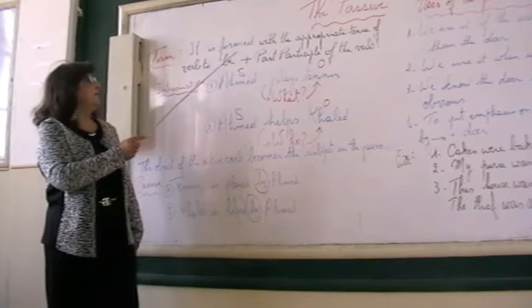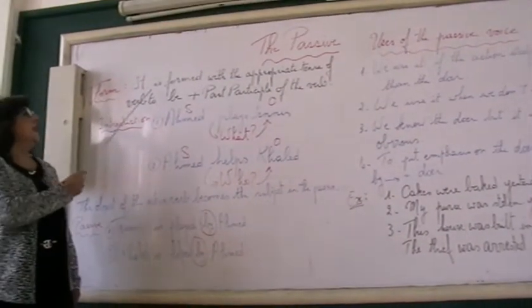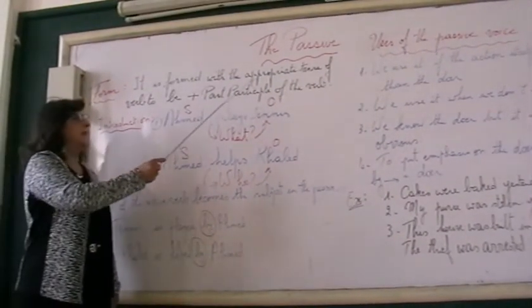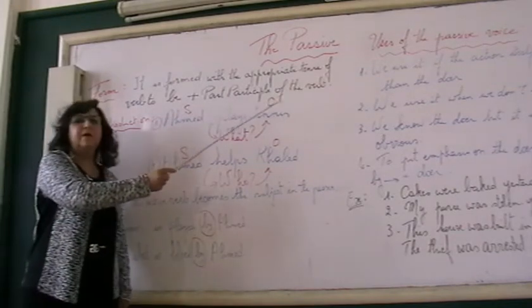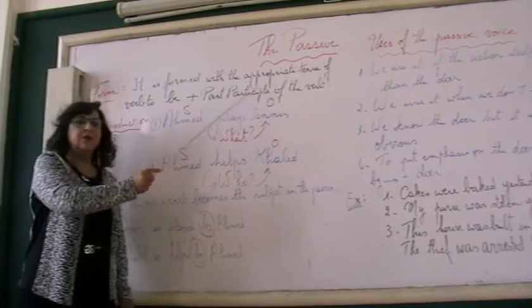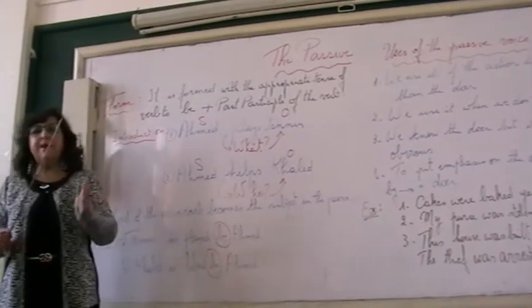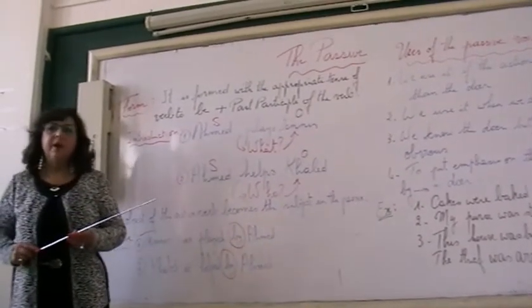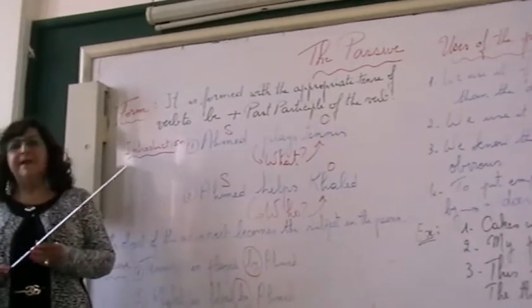Now, the passive, let's talk about how we form it first. It is formed with the appropriate tense of verb to be plus the past participle of the verb. So it's the suitable tense of verb to be, plus the past participle of the verb. We'll discuss the details about the tense later.